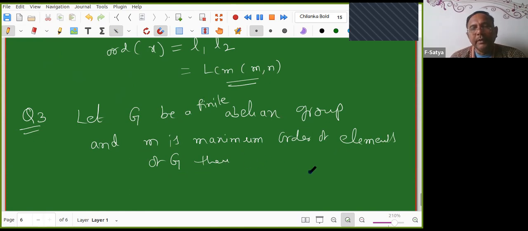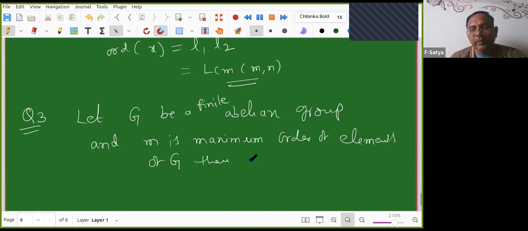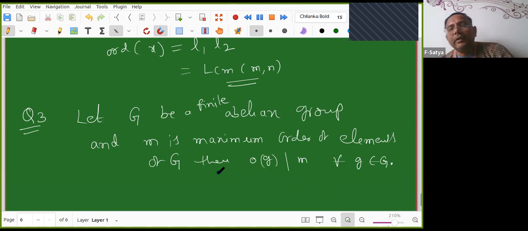so can you say something? The order of any element must divide M. So you know, right? Order of g divides M for every g belonging to G. This is actually my result. Till now, question 1, question 2, question 3. This is my original actual question, right?